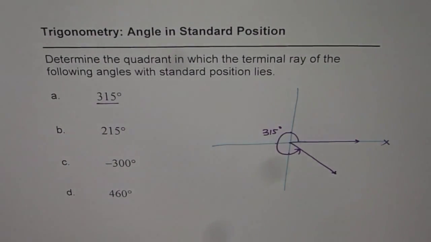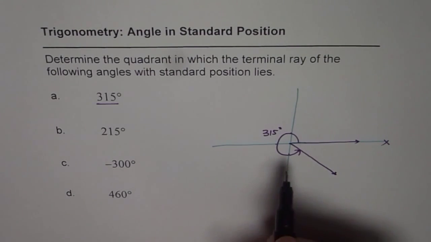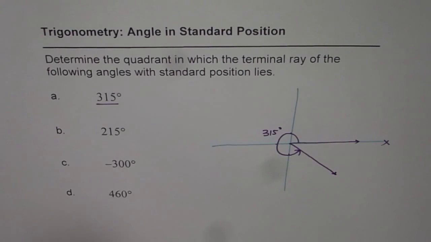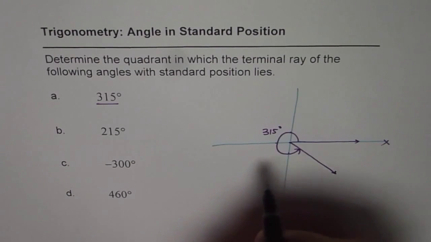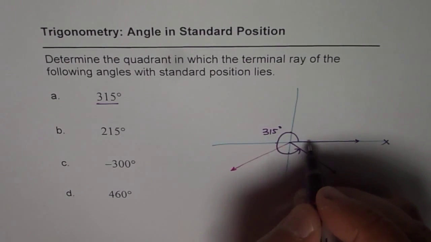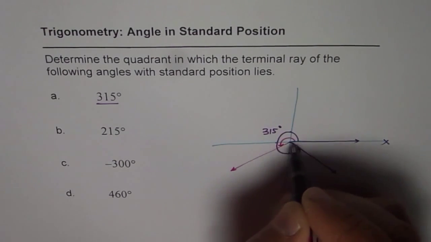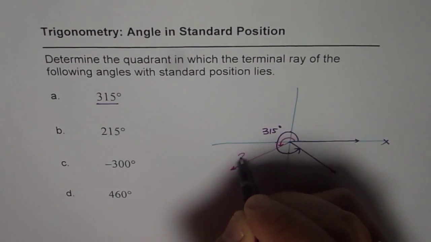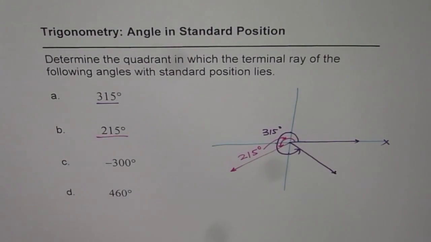Now let's do the next one, which is 215 degrees. Now 215 is between 180 and 270. So it should lie in quadrant 3, right? 180 plus 20 is 200, and then 15, 35. So it's kind of like this, right? So that is your terminal arm. So this arm is the terminal arm, that's the initial arm, and the angle 215 will be like this, right? So this angle is 215 degrees. So we can write this angle as 215 degrees, right? So that is this angle, okay, shown in pink.